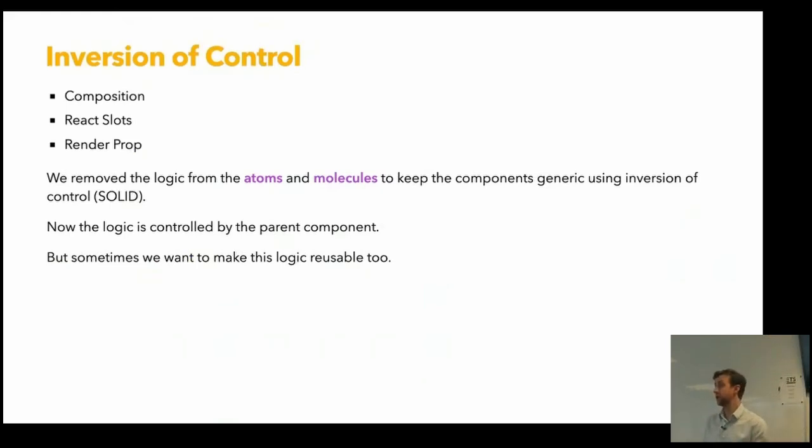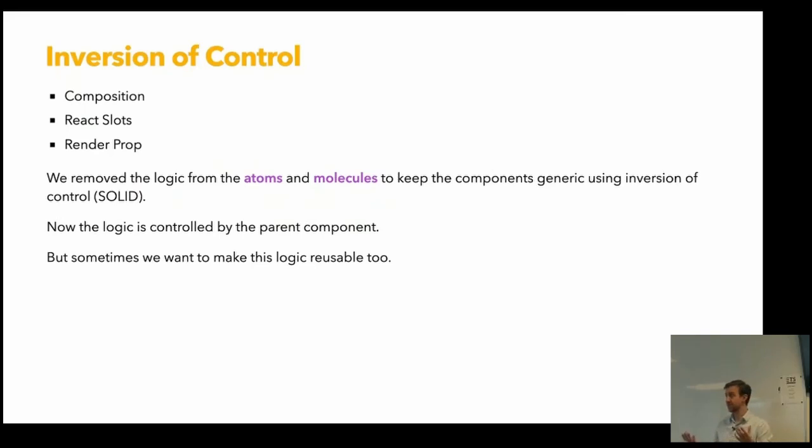So all the patterns I showed before, they all use the same principle of inversion of control. Composition, React slots, React render prop. They all remove the logic from atom and molecule, and they pass it to the parent component. So it's really one of the principles of the SOLID principle. But now it seems that in all these situations, every time the logic or the extra behavior of the extra UI is controlled by the parent component.